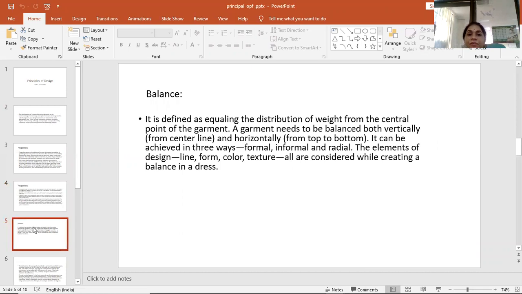Balance. It is defined as equal distribution of weight from the central point of the garment. From the central point, a garment needs to be balanced both vertically from the center line of the cloth and horizontally from top to bottom. It can be achieved in 3 ways. First, formal, second is informal, and third is radial. The elements of design line, form, color, texture all are considered while creating a balance in a dress.